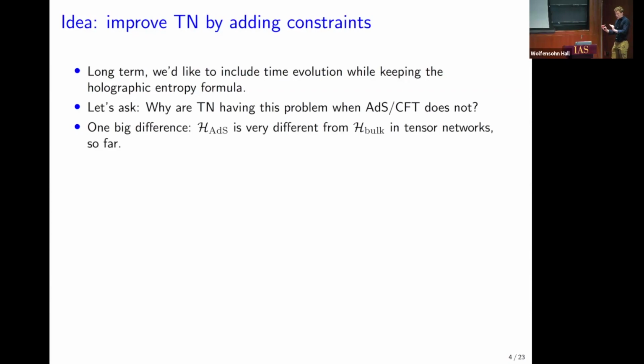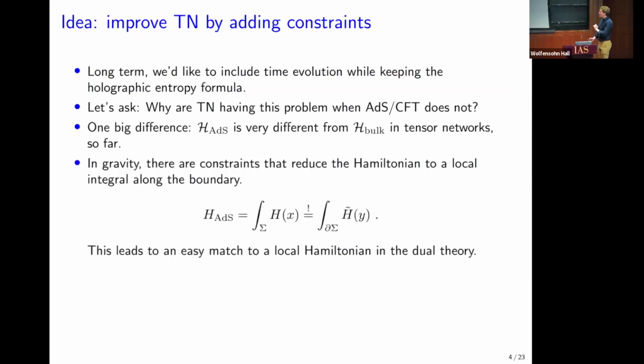And the big difference that I think is the relevant one is that the bulk Hilbert space in AdS is very different from the bulk Hilbert space in tensor networks. So in gravity, there are constraints that reduce the Hamiltonian to a local integral along the boundary. What I mean by this schematic equation is that while I could write the Hamiltonian in AdS as some integral over space, maybe with some boundary term, the part that's an integral over space, where sigma here would be the entire disk that we drew originally, actually vanishes when acting on any physical state by the gravitational constraints. It's roughly analogous to Gauss's law in QED.